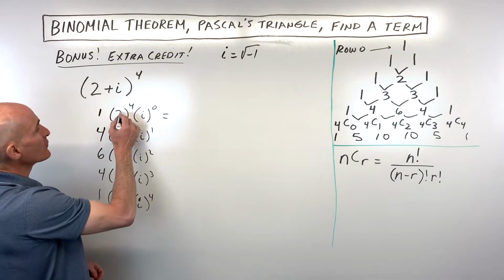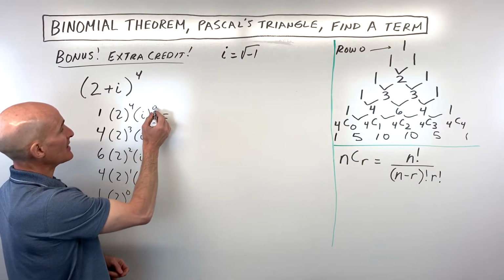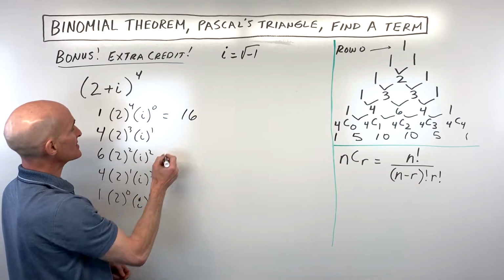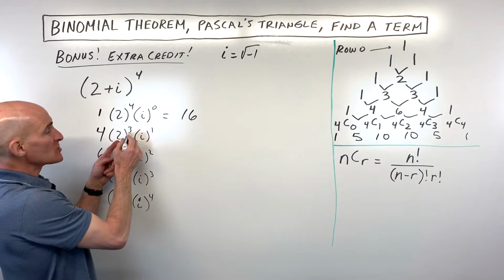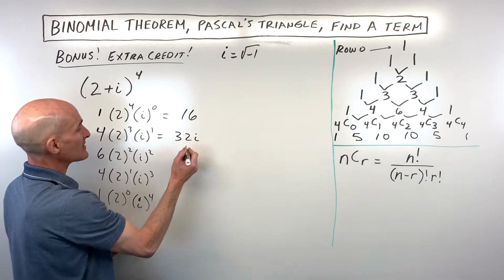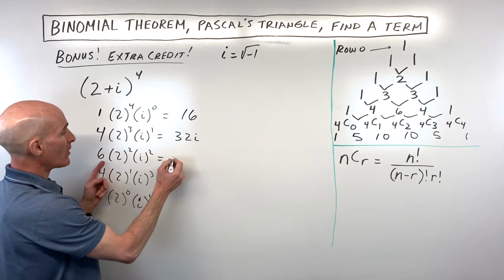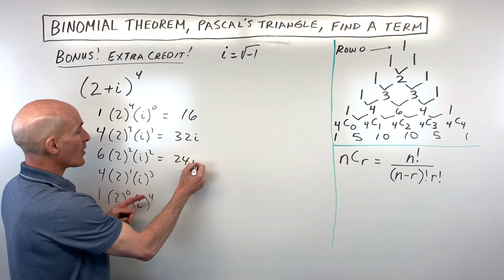So 2 to the 4th we know is 2 times 2 times 2 times 2, that's 16, times 1 is 16, anything to the 0 is 1, so this comes out to 16. 2 cubed is 2 times 2 times 2, that's 8, times 4 is 32, times i, so that's 32i. 2 squared is 4, times 6 is 24, i squared.